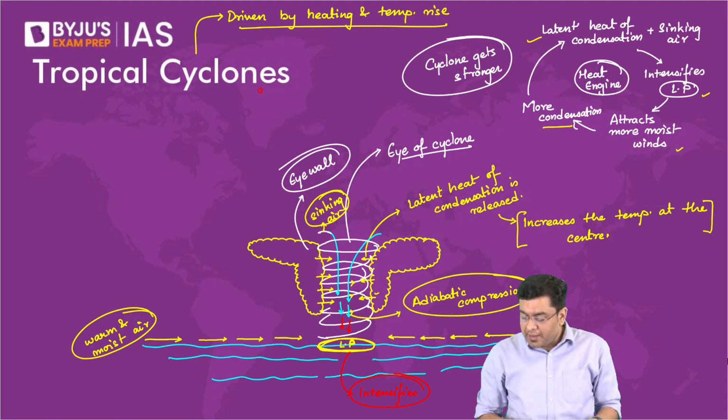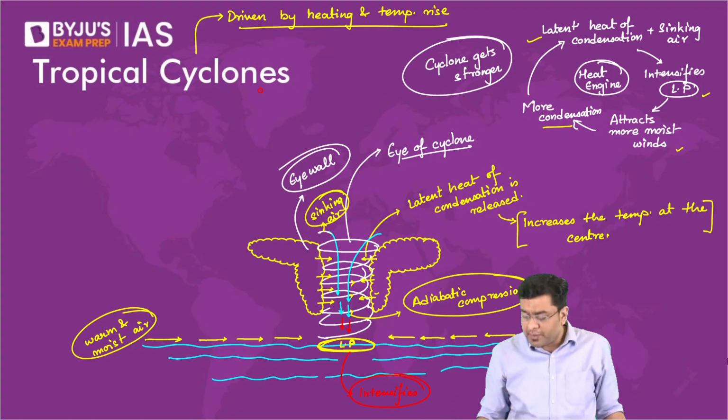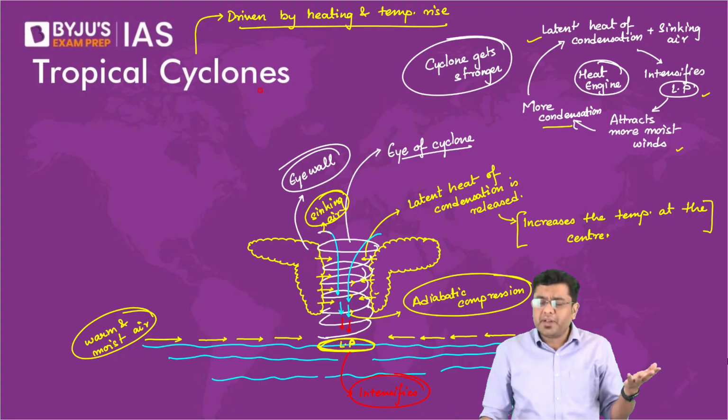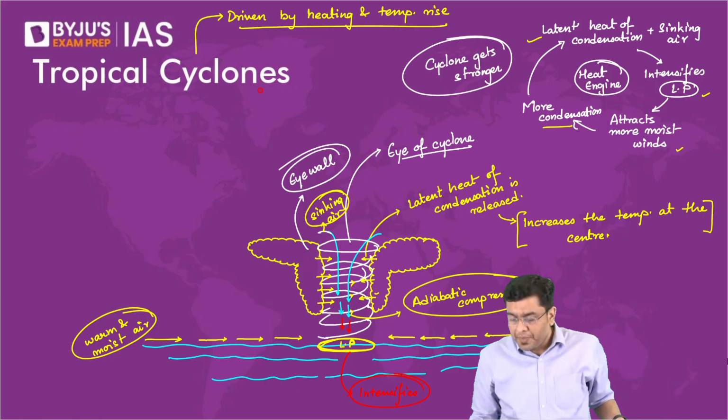Why are anticyclones black in the center? That is the image. Not all anticyclones are black in the center. That is a representation which indicates a clear sky, the presence of a clear sky.